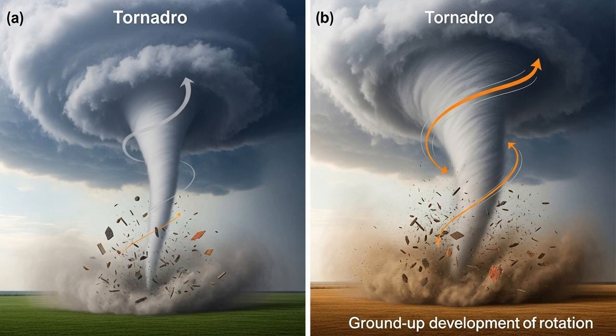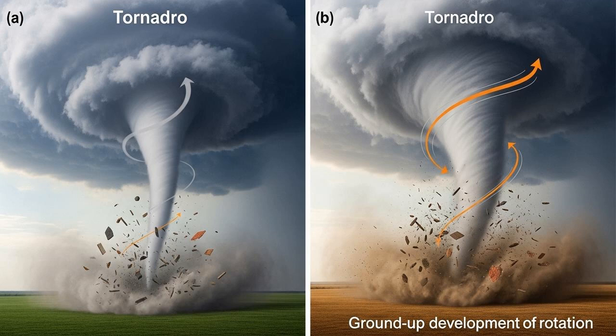It seems that rotation can be intensified near the surface first, and then stretched upwards by the storm's updraft to connect with the rotation in the cloud. Once that rotating column of air officially makes contact with the ground, it's classified as a tornado.